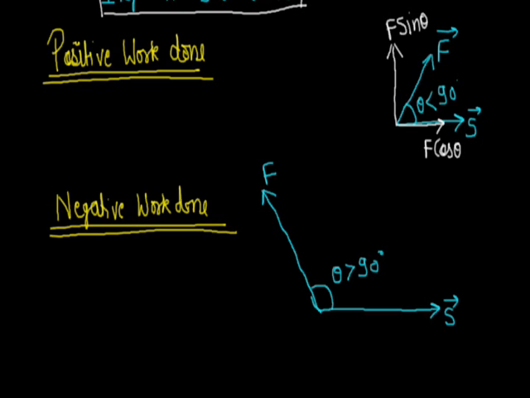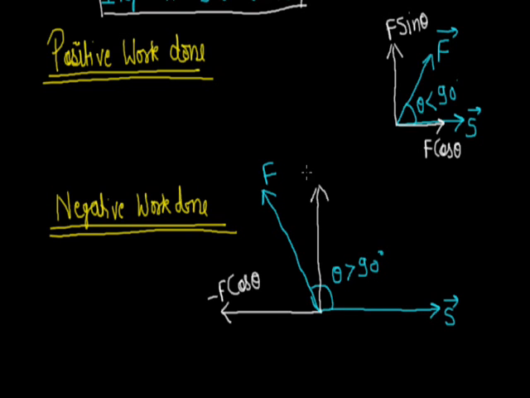In this case, when we find the component of this force along the horizontal and vertical directions, then in the horizontal direction the component of force will be minus F cos theta. In the vertical direction, the work done by this vertical component of force will be 0, since this vertical component is at an angle of 90 degrees to the displacement.